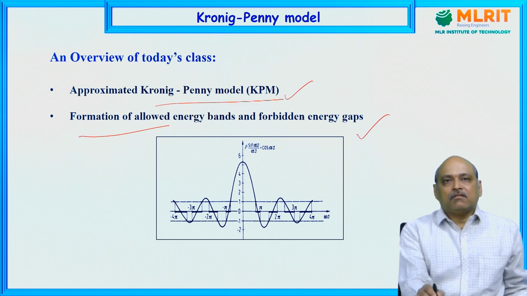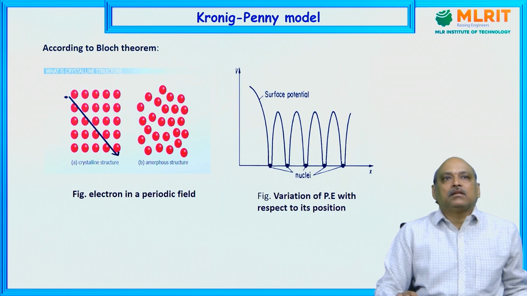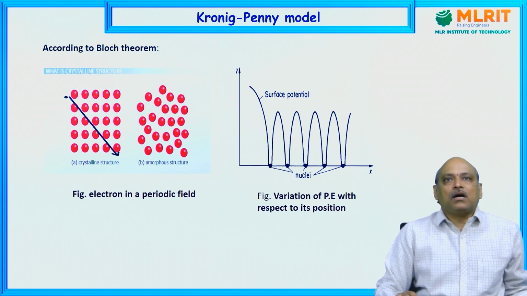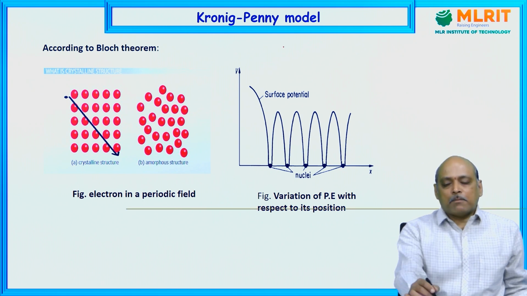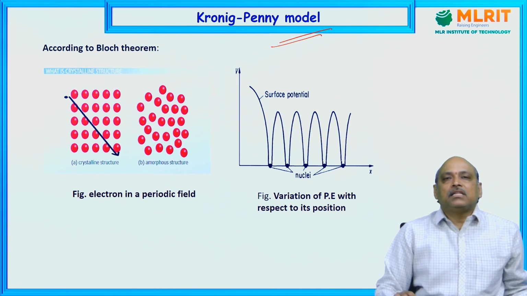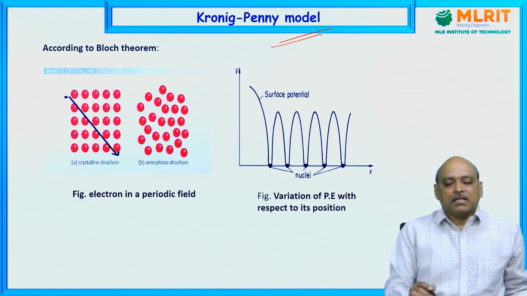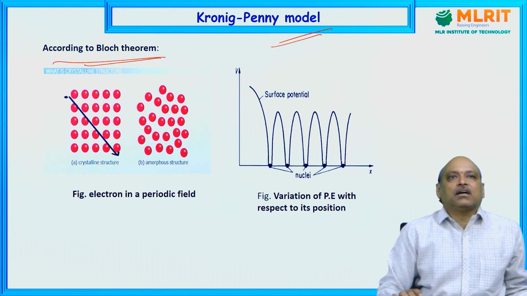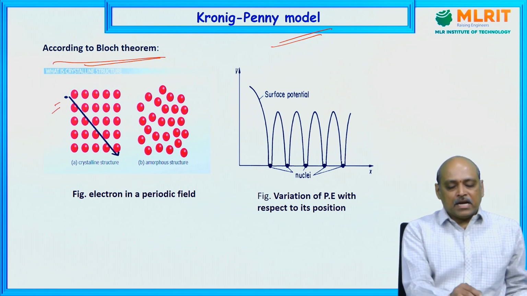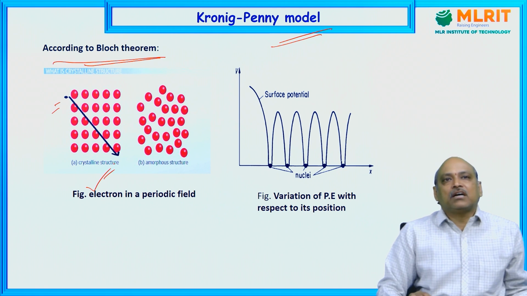First, let me take what this model, the Kronig-Penney model, is. Kronig and Penney are the names of two scientists. These two scientists approximated a model of the variation of potential energy of a moving electron in a periodic field. Already, one theorem had been proposed before this Kronig-Penney model. It is called the Bloch theorem. According to the Bloch theorem, we know that when an electron is moving in a periodic field, here I am taking a crystalline solid as a metal.